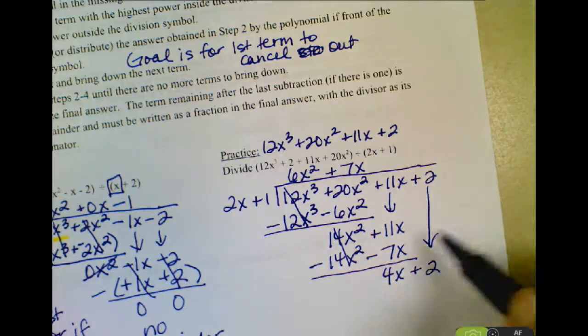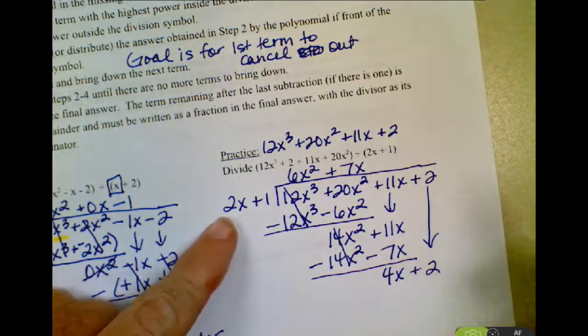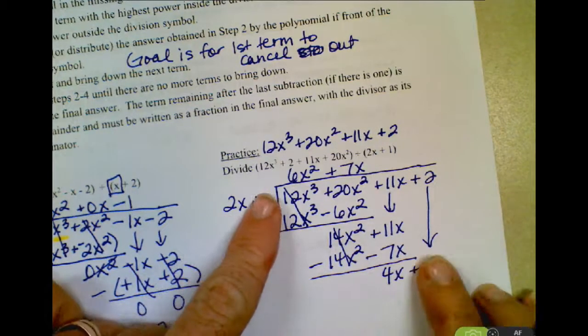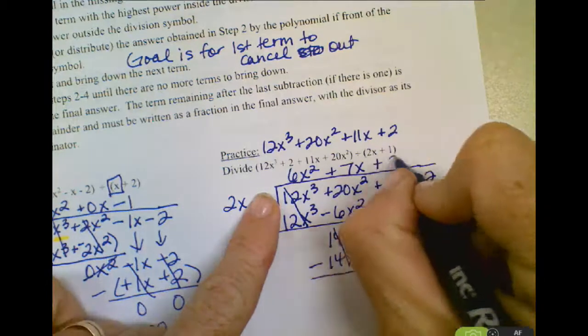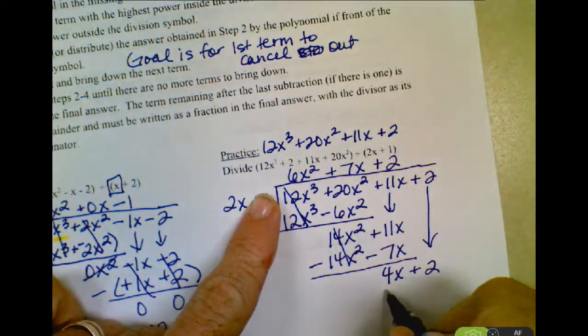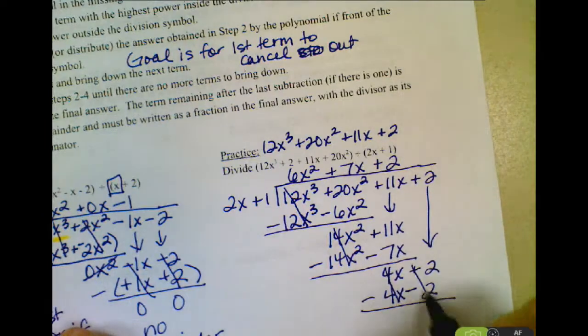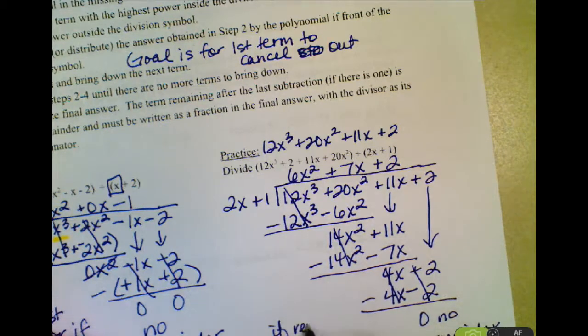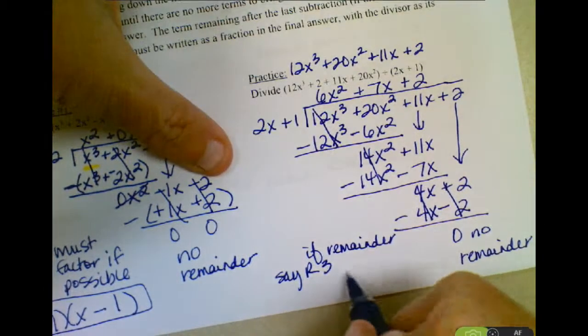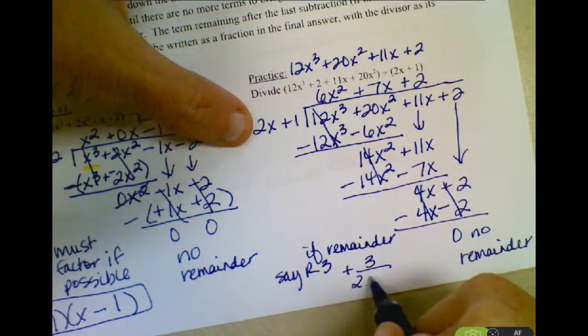Repeat the step again. You're going to keep repeating these steps until you are done, okay? 2x goes into 4x. How many times? It goes in twice. 2x times 2 is 4x. 2 times 1 is 2. Reverse your signs. Cancels out, again, no remainder. If you were to have a remainder, say this one we had a remainder of 3, you would simply write that at the end, plus 3 over whatever your divisor is.